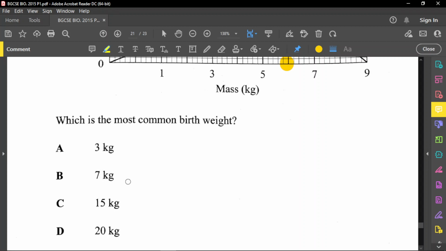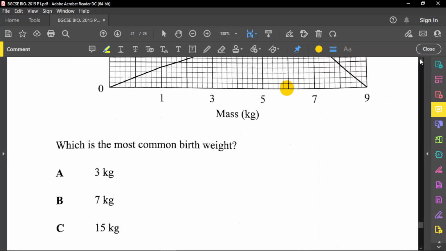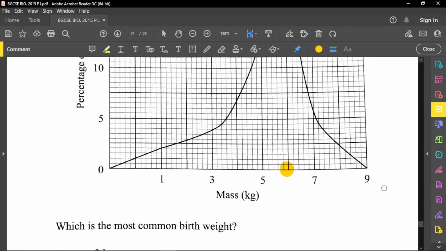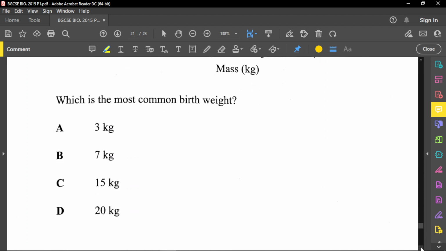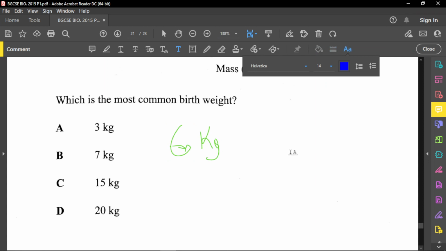Oh, 6 is not shown, they show 7, but let's see what 7 is. Oh no, 7 is really low. Okay, so that must be a mistake right there. So this is going to be 6 actually. So the answer is not here. The most common one, which is the highest frequently occurring one, is 6 kg. All right, so 6 kg is our answer for question number 48.